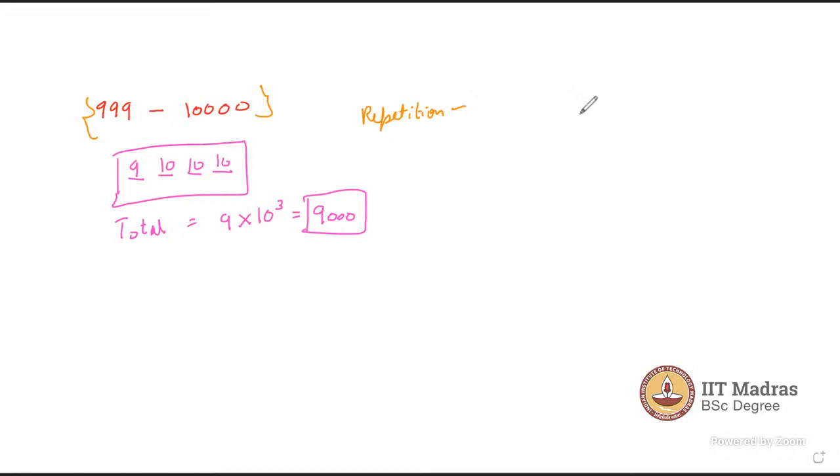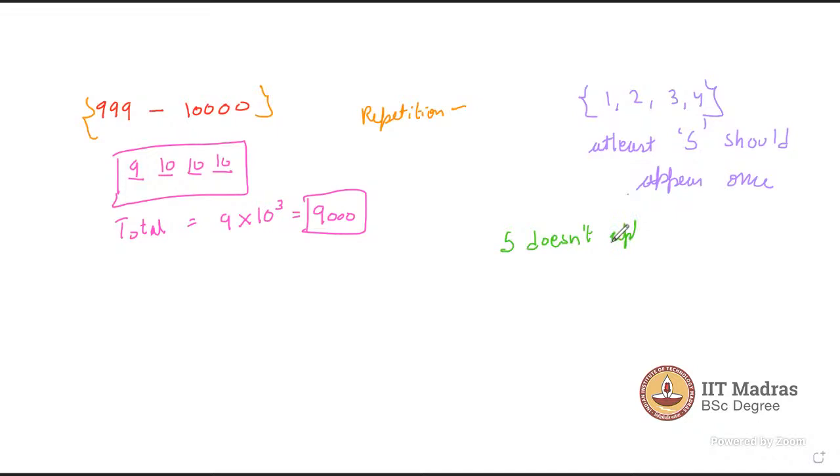So we have to find the total numbers where at least one 5 should be there. At least 5 should appear once. It means 5 should occur 1 time, 2 times, 3 times, or 4 times. So what we can do is find those cases where 5 doesn't appear at all, and if we subtract it from the total number of cases, we will get those cases where 5 appears at least once. So the total number of cases is 9,000.